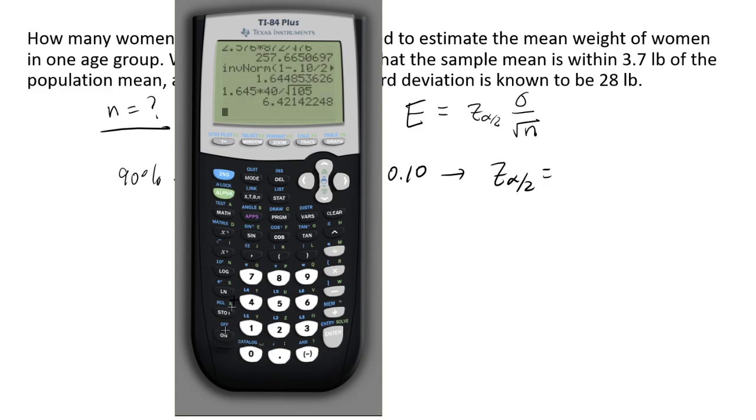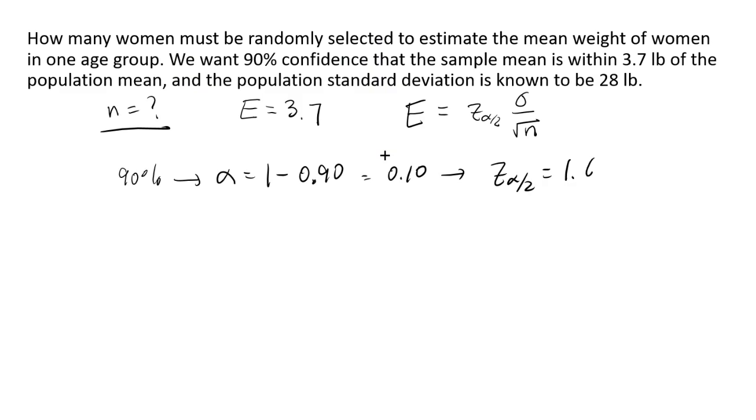Let's see, you can do second vars and go to the inverse norm as 1 minus 0.10 divided by 2. That's how you plug it into the inverse norm to get the critical value. It's 1 minus alpha over 2. That's the formula to use, and then you get 1.645 as the value for Z alpha over 2.